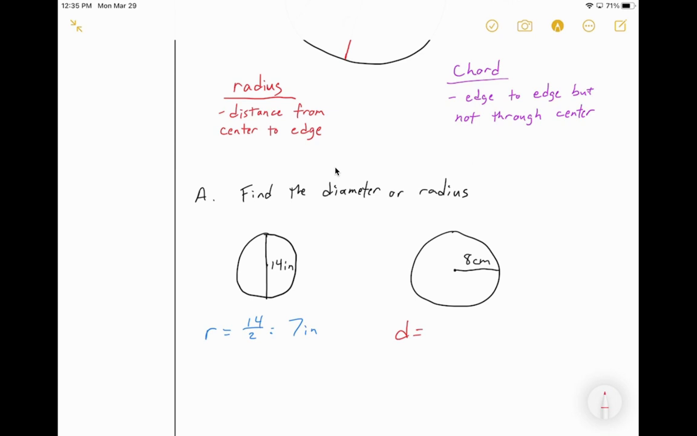All right. Very good. So all I have to do is multiply 2 times my radius, which will give me my diameter, which is 16 centimeters. Right? Pretty good. So that's part of the circle. Those are the important words to know, radius and diameter. Now, we haven't gotten to circumference yet, but we'll get to that in just a minute.